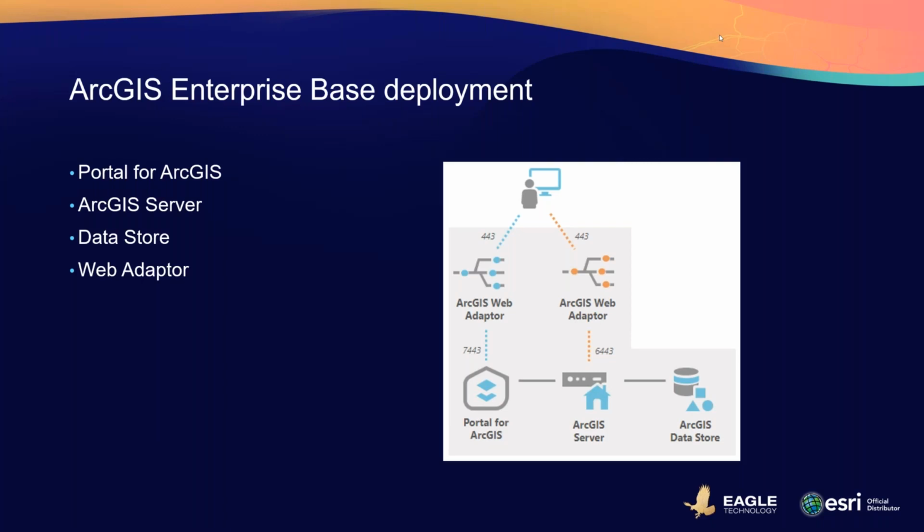Then the last component is the web adapter. The web adapter controls the requests that are made to Enterprise. It's essentially like a traffic manager. It must be installed on a machine that is running a web server. Depending on your architecture, it can be installed on an ArcGIS Server, or it can be installed on a separate machine. But the key aspect is that it needs to be running a web server on that machine.